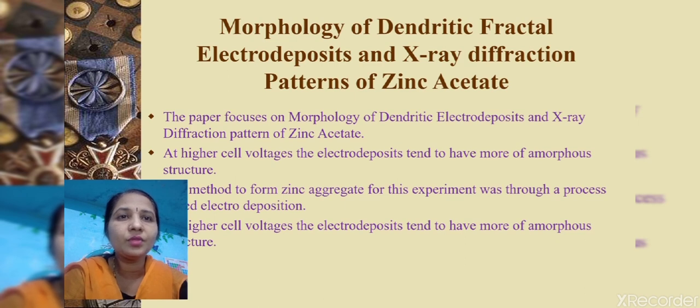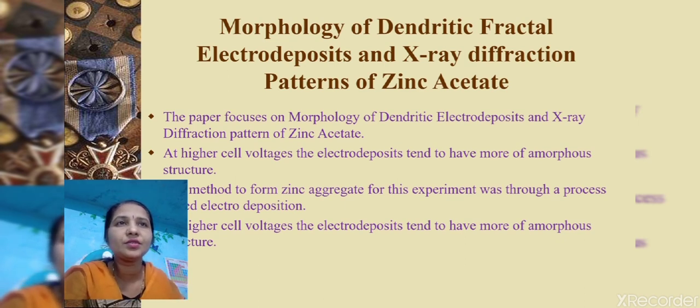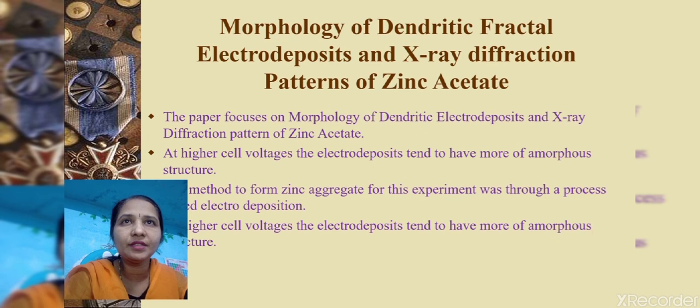The method to form zinc aggregate for this experiment was through a process that is called electrodeposition. So what is this electrodeposition? This is a process that uses a weak electric field and Brownian motion to form aggregates, giving rise to branching pattern. This field combined with Brownian motion, the random walk a particle takes when it is suspended in a liquid, creates the fractal through a mechanism that is called diffusion limited aggregation, that is DLA.